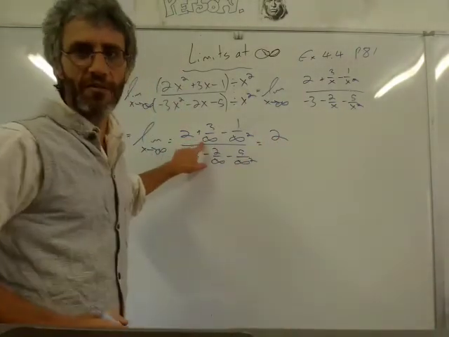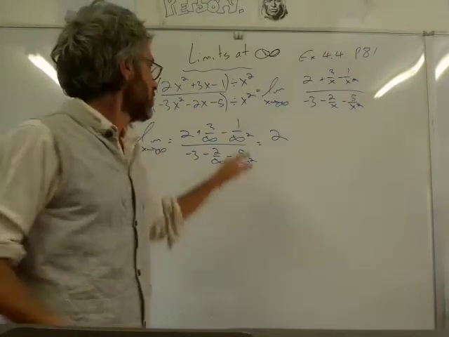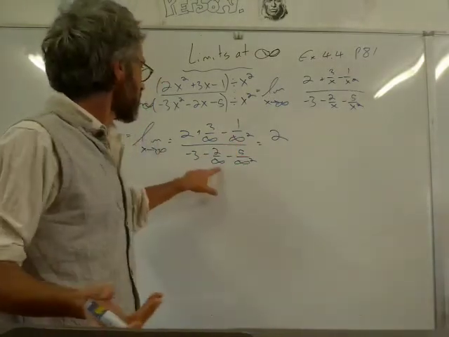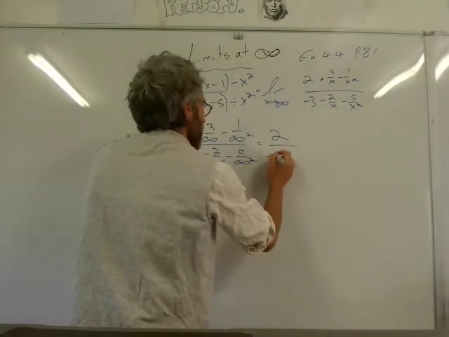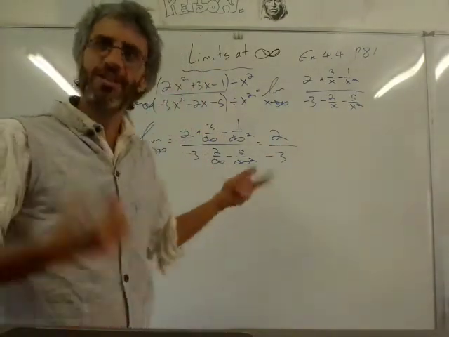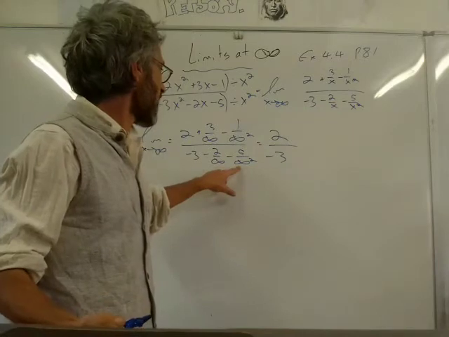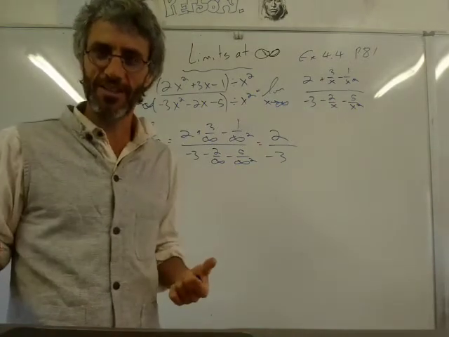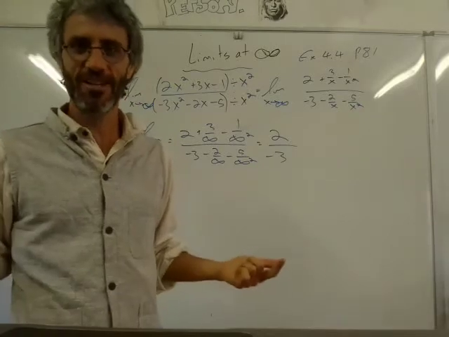What is 3 over infinity? 0. What is 1 over infinity squared? 0. Here we have minus 3. What is 2 over infinity? 0. What is 5 over infinity squared? It's 5 over infinity, which is 0, divided by infinity. 0 divided by infinity, you have obviously 0.